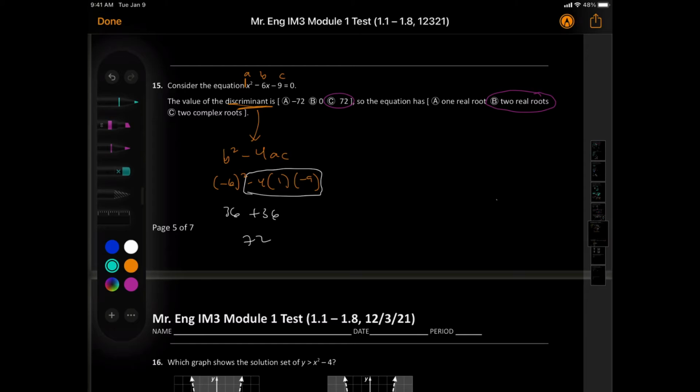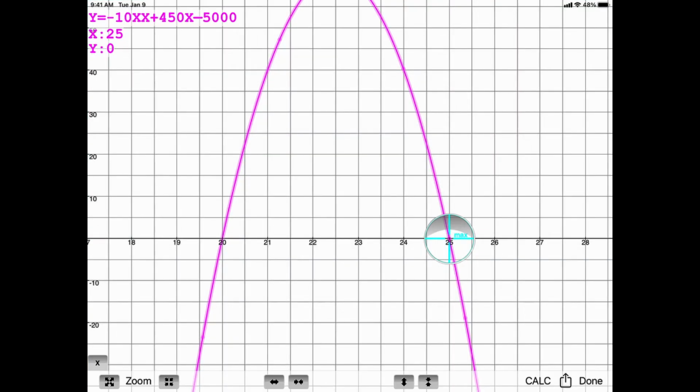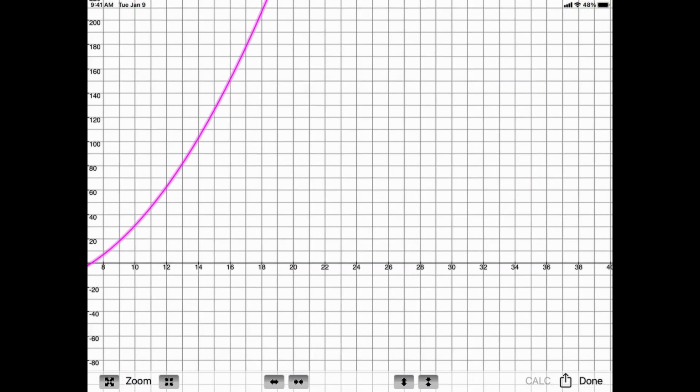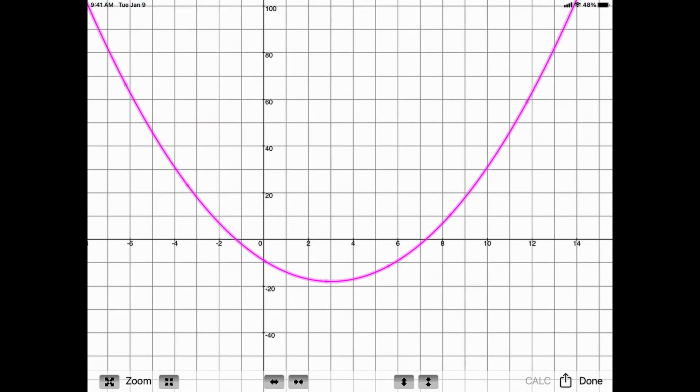Now, if this number was a perfect square, like say 36, then you would have 1 real root. If you graph this, x squared minus 6x minus 9, you'll realize that it crosses the x-axis in two locations. That's why we have two real roots. And these are irrational because those decimals keep going on forever.